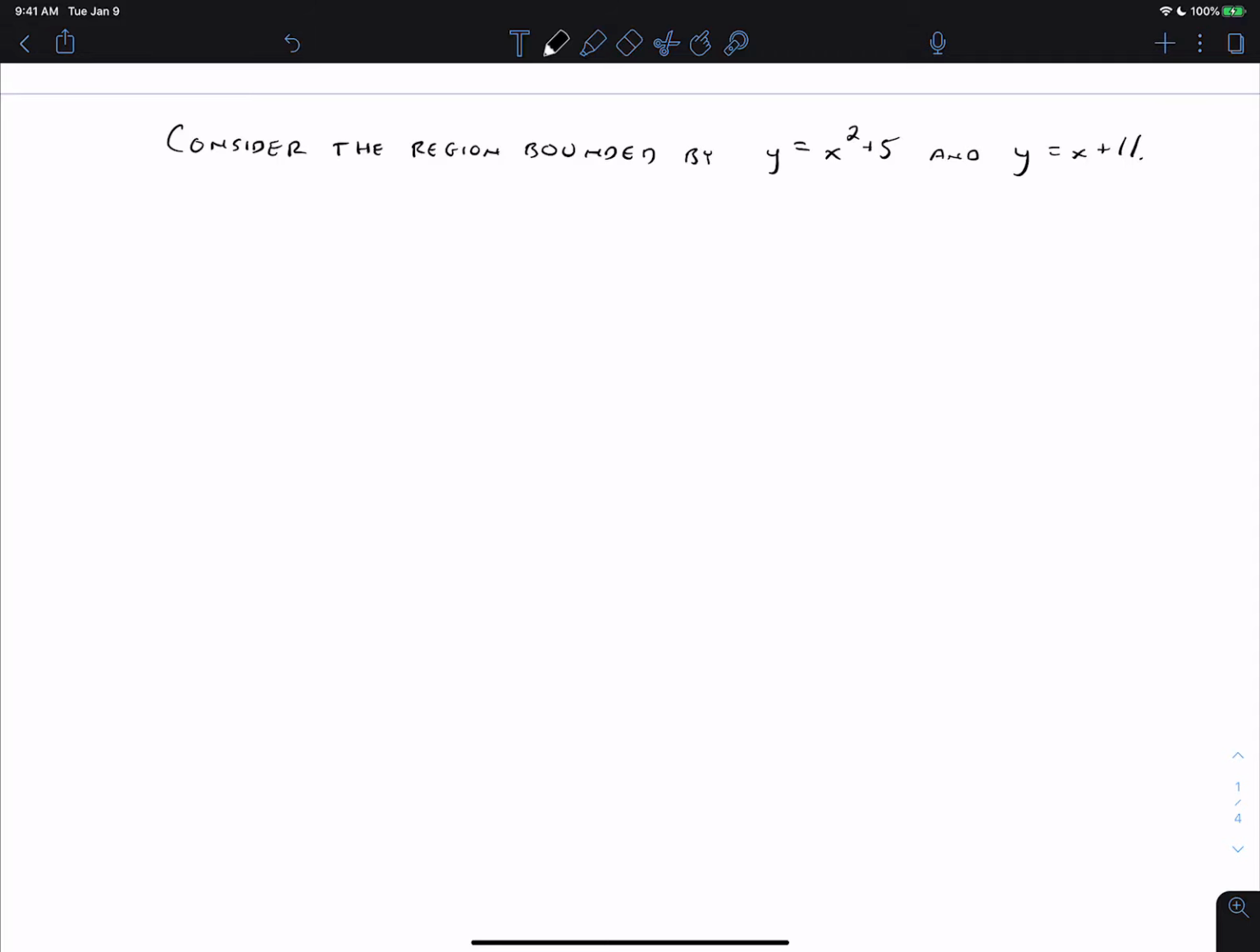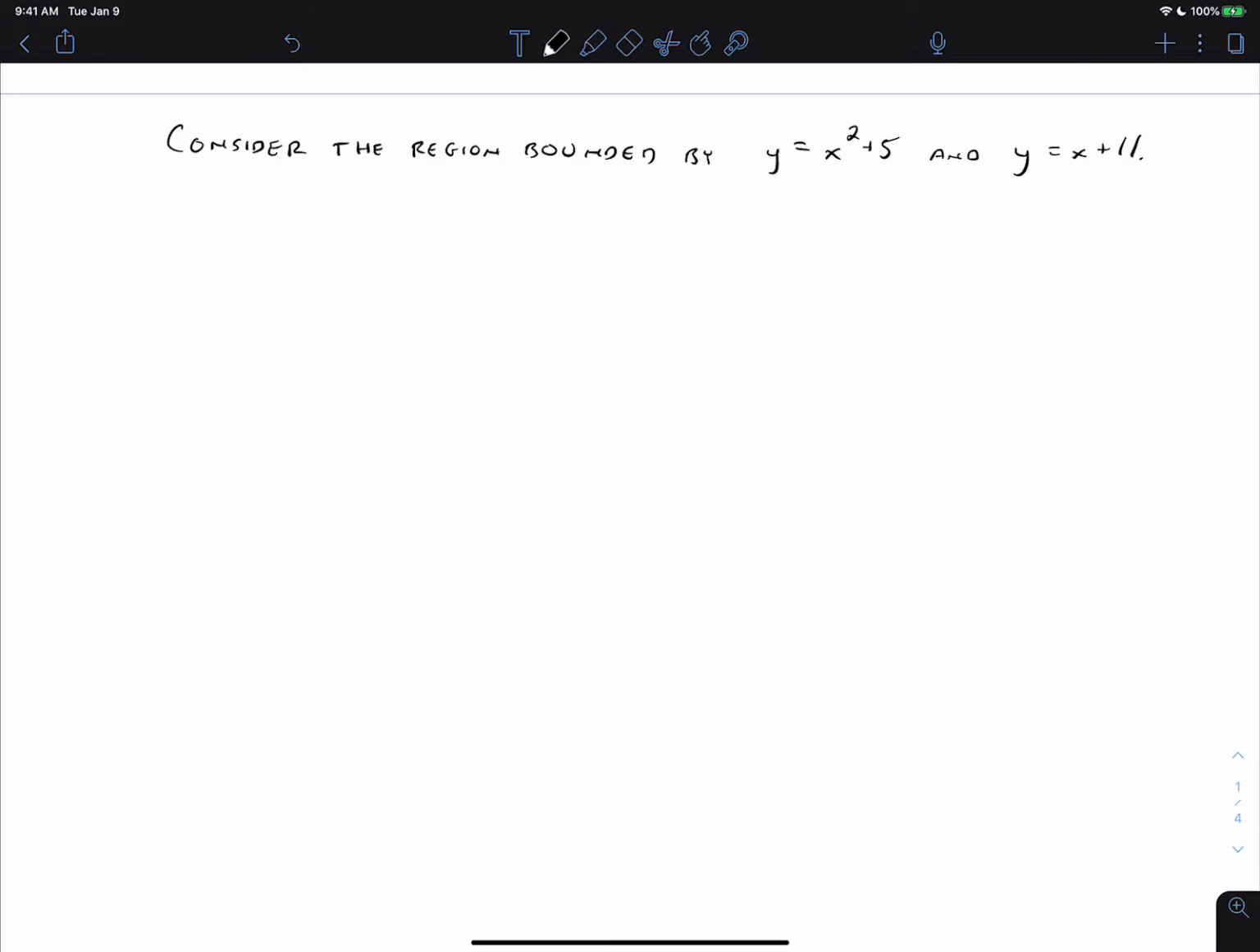Okay, let's look at this region. It says, consider the region bounded by y equals x squared plus 5 and y equals x plus 11. All right, when we're talking about volume and area problems, which we're moving into, you should first look at the region that you're dealing with. So you should get a good picture of the region first.